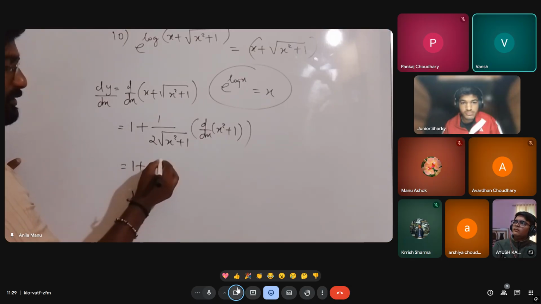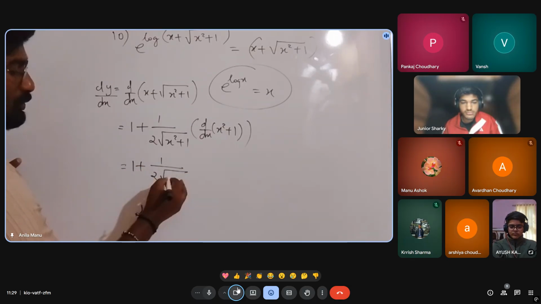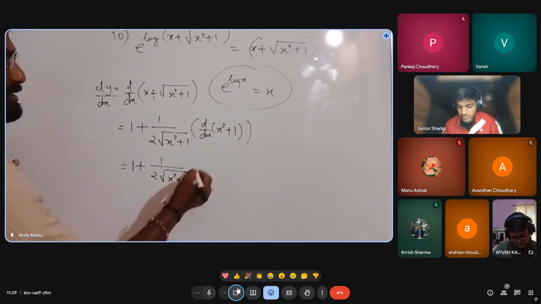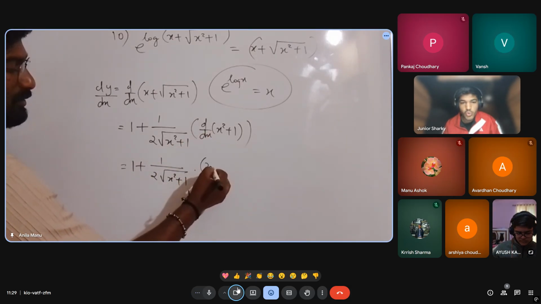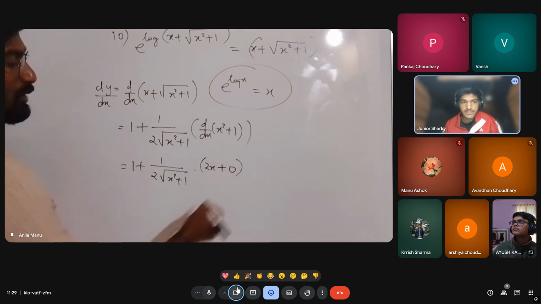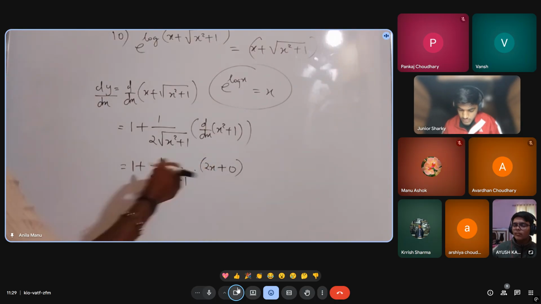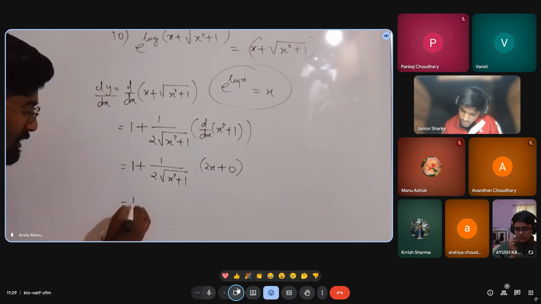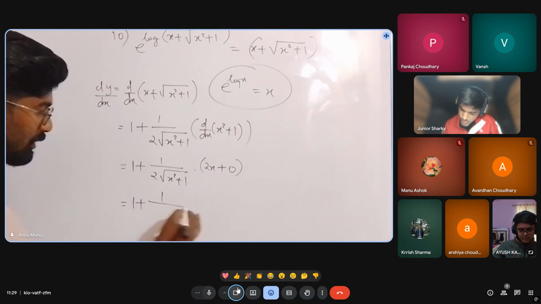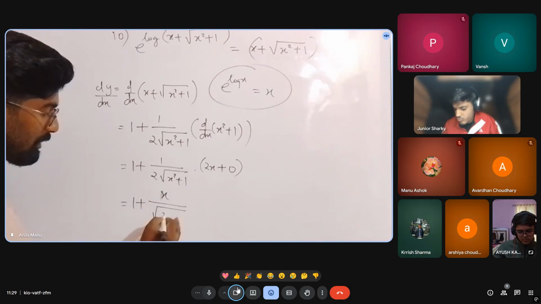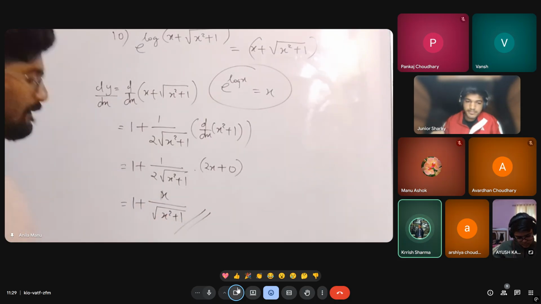So 1 plus 1 by 2 root of x square plus 1, into the derivative of x square plus 1, which is 2x plus 0. So the 2 you can cancel from here. So the final answer is 1 plus x by square root of x square plus 1.